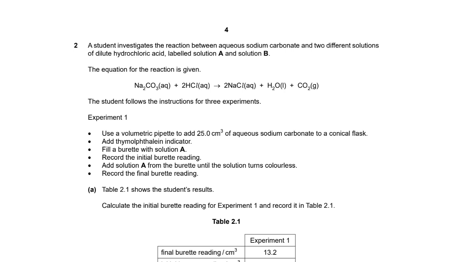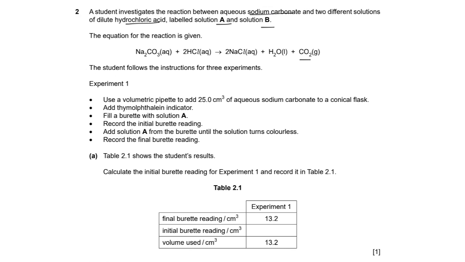Okay, so in question number 2, a student investigates a reaction between sodium carbonate and two different solutions of dilute hydrochloric acid, which means metal carbonate is reacting with acid, so you are going to get carbon dioxide. So there are two different solutions of hydrochloric acid, solution A and solution B. Both are dilute solutions. In experiment 1, use a volumetric pipette to add 25 cm³ of aqueous sodium carbonate to a conical flask. So he added sodium carbonate to the conical flask.